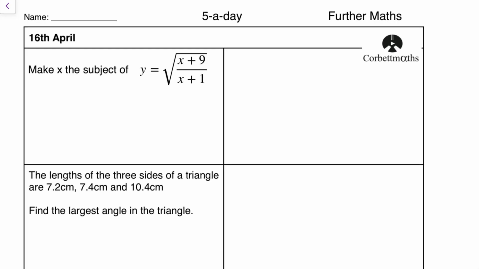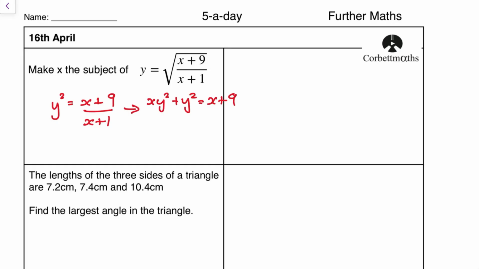Right, what do we have here? So it says, make x the subject of, and then it gives me an equation. So first thing I'm going to do is square both sides. So y squared equals x plus 9 over x plus 1. Then I'm going to multiply through by the denominator. So xy squared plus y squared, so I've multiplied through by x plus 1 and then expanded in one go, is equal to x plus 9.